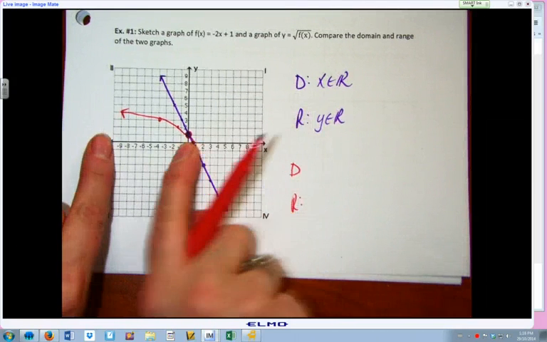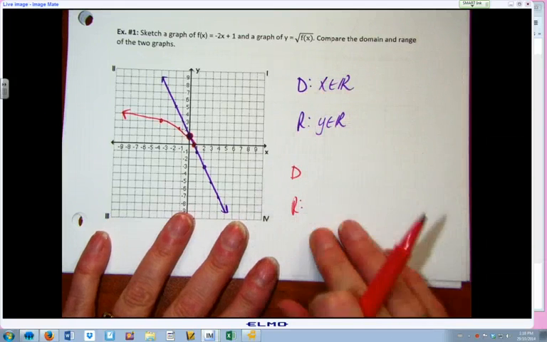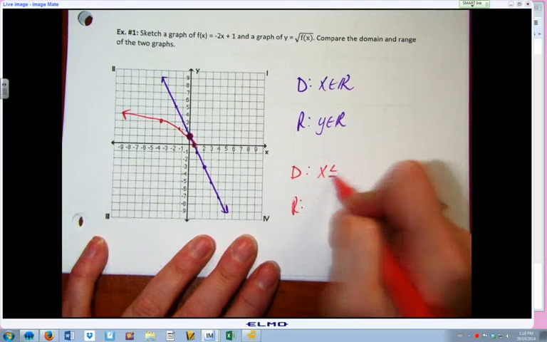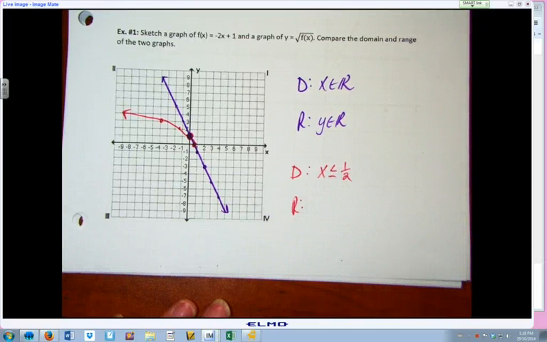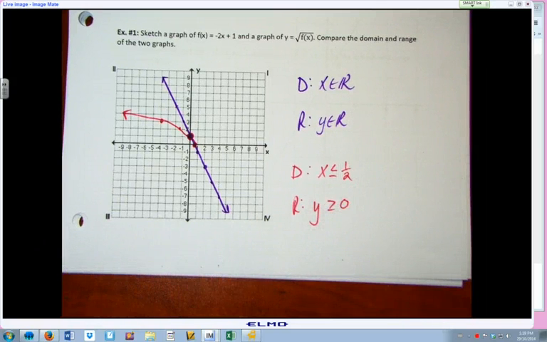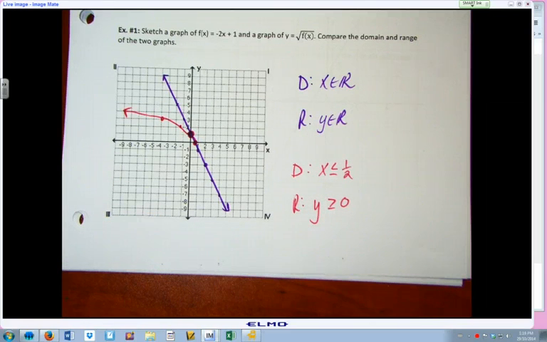Negative half to negative infinity? No. Negative infinity to a half. And if I want to match this notation, okay, what about the range? Look down and look up. Our y is greater than or equal to 0. Other notation would be 0 to infinity. So what happened to both our domain and range? They changed. Both of them are going to change because of the square root.